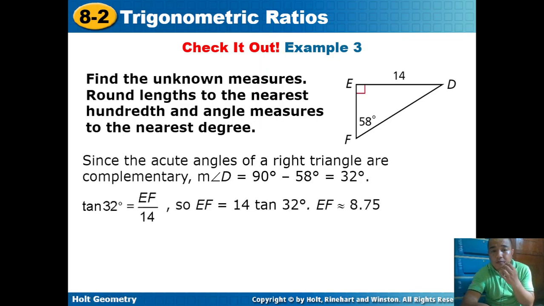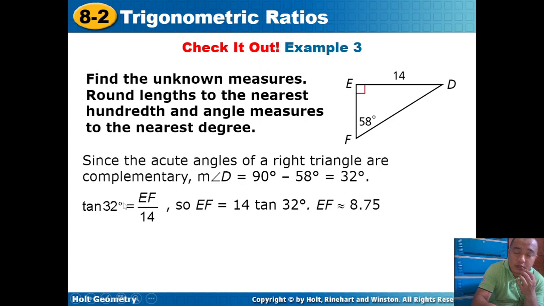And to solve for the leg EF, we're going to use the tangent function. Since D is 32 degrees, tangent 32 degrees is opposite over adjacent side, EF over 14. We can also use tangent 58: tangent 58 is equal to 14 over EF. So that's also possible. If you use 32 degrees, tangent 32 is equal to EF over 14. If you use 58 degrees as your reference angle, tangent 58 is equal to 14 over EF. The same result will be obtained.